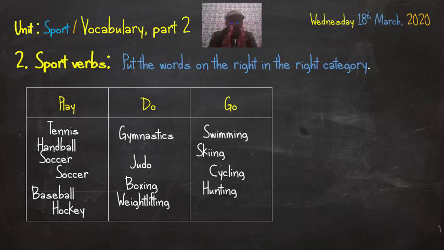In all these sports that we have here, there is a ball. Right? In tennis, there is a ball. When talking about handball, there is a ball. Right? Soccer or football, there is a ball. Baseball, it's there. Right? Hockey, also in hockey there is a ball. So right, when there is a ball in a sport, we usually say play. Right? The appropriate verb is play with sports in which there is a ball. Right? Very good. So this is a rule.